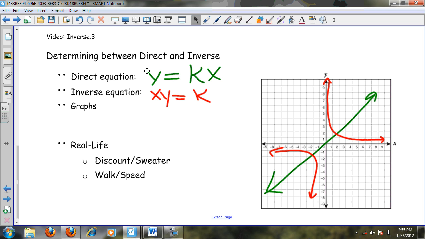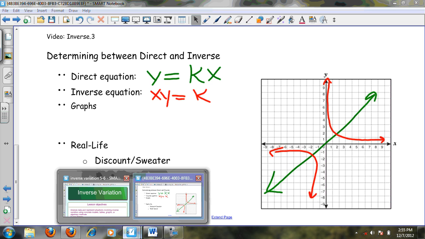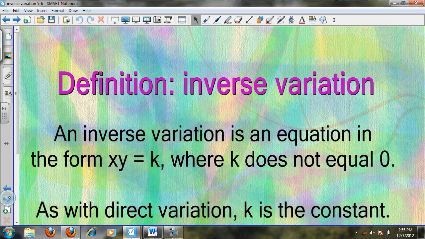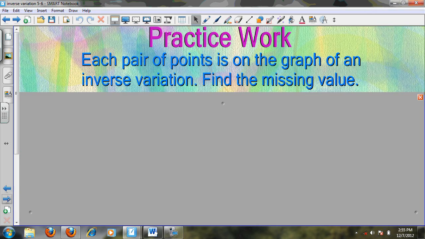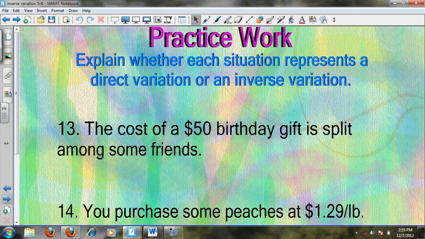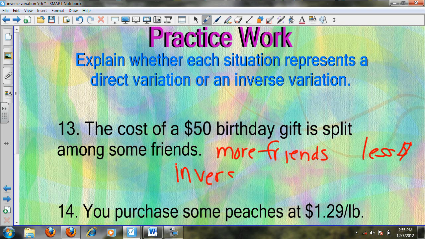How can we determine if a real life situation is a direct or inverse variation? Let me go through my PowerPoint slides quickly. The cost of a $50 birthday gift is split among some friends. Would this be a direct or an inverse variation? More friends, what's that going to do to the price? Less money. Inverse.